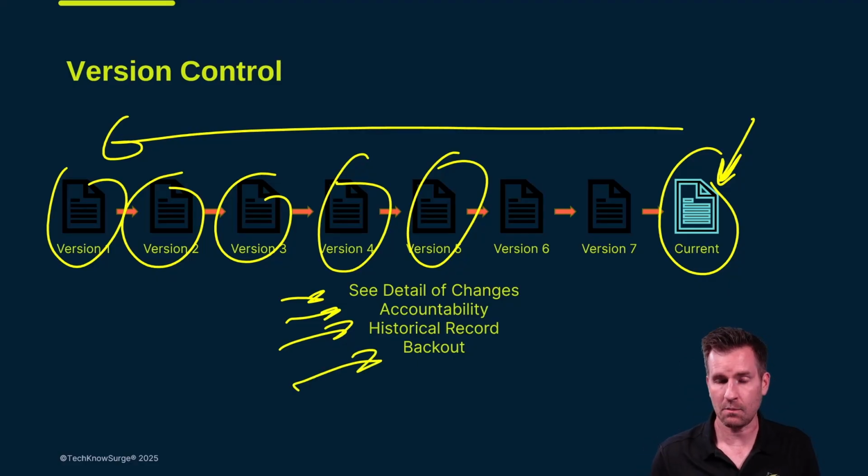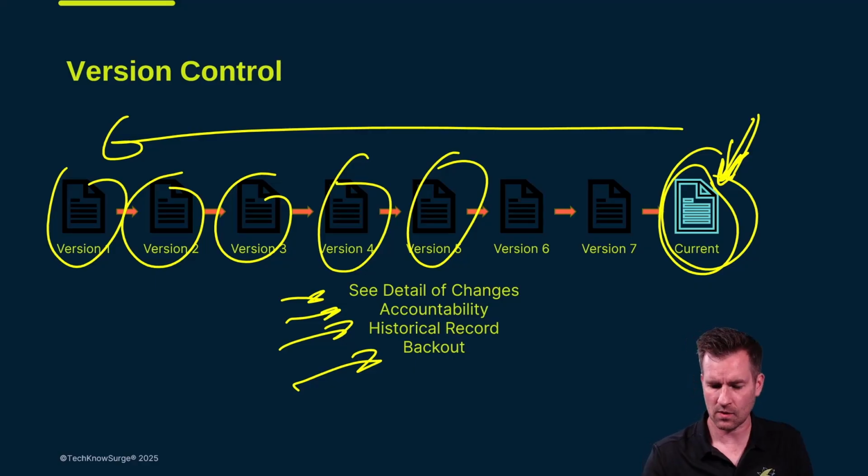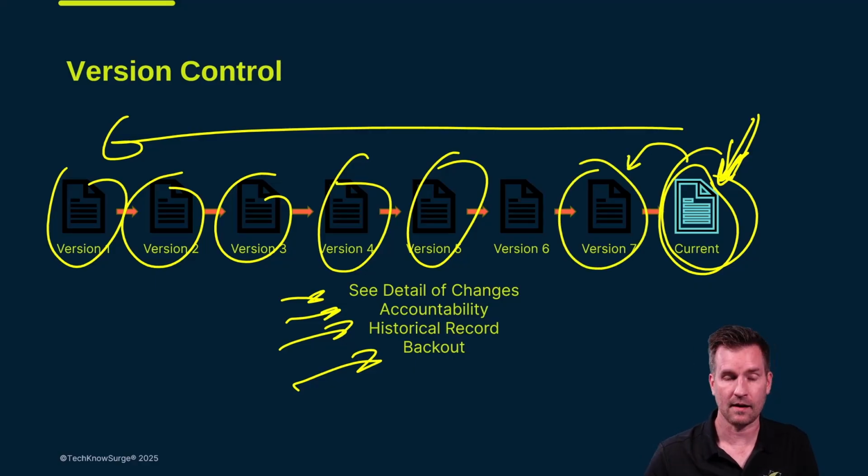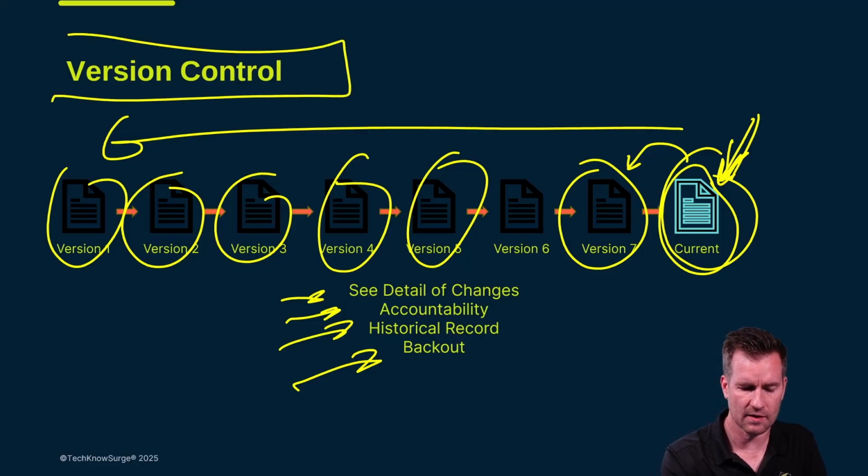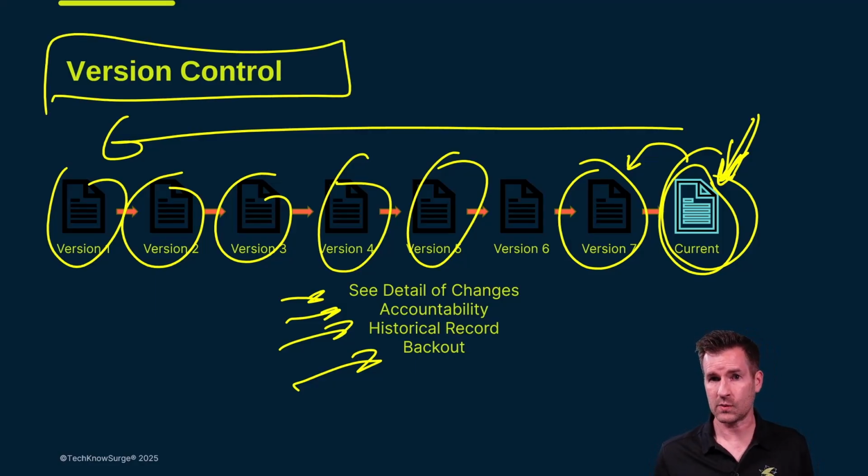We also have a backup plan. If we implement this code right here and realize, oh, something's wrong, we just revert back to a prior version. So there's so many advantages to this version control. So a lot of times we like to practice version control as part of our change control process.